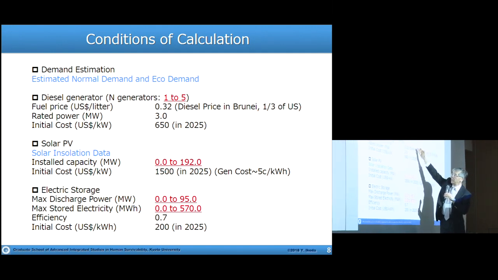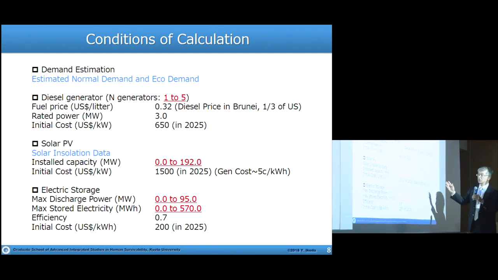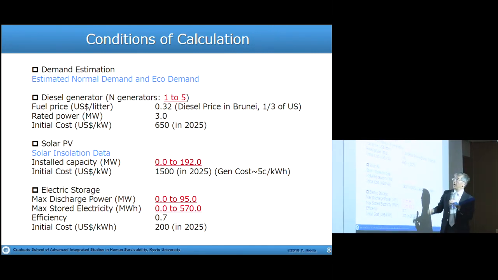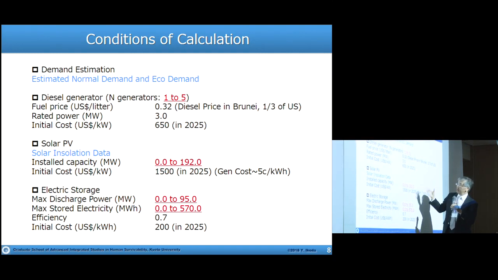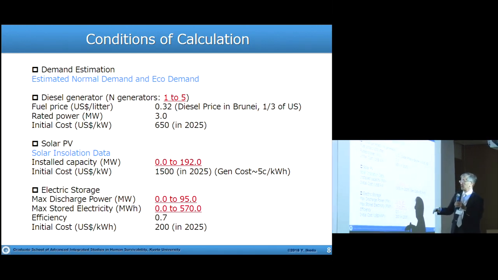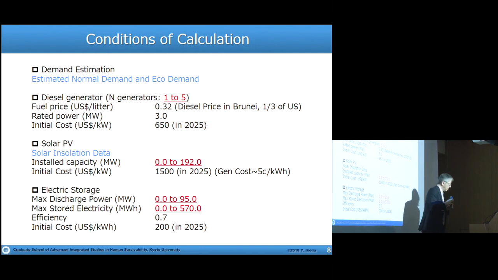To do so, we search the number of diesel power, installed capacity for solar PV, and installed capacity of electric storage in this range. In addition to this, we need to estimate the electric demand. These are the estimations. And using the solar insulation data in the state, we can estimate the output of solar PV.